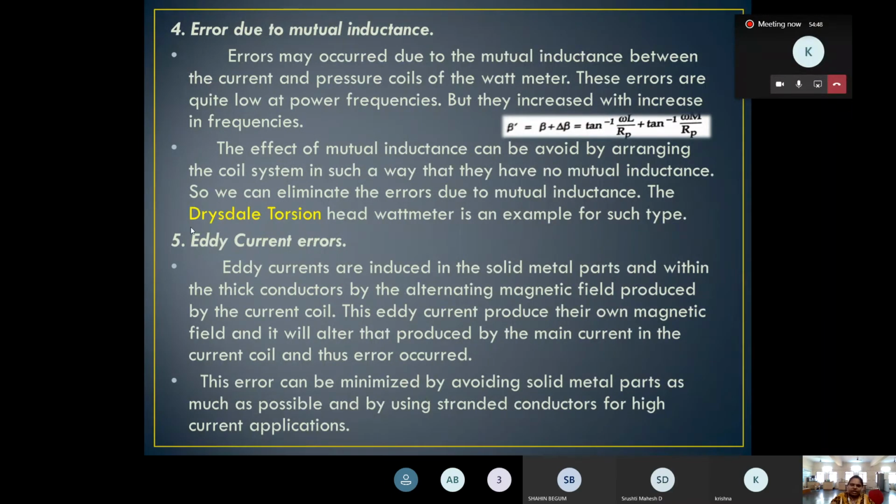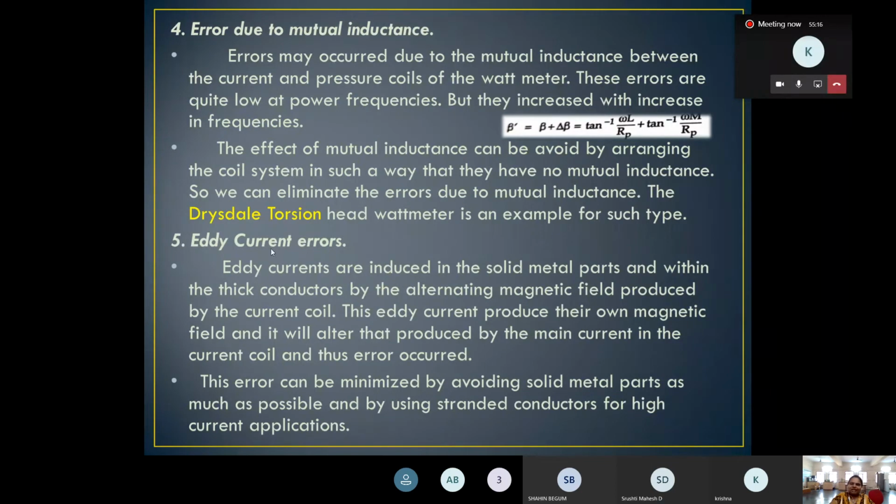Here Drysdale and Torrens gave how we can do that connection. The Hay wattmeter is an example of such a type, so we can avoid mutual inductance by using this method. He gave the potentiometer, and how it is going to be connected with the inductances. If you search on Google, you will get the information. Okay, you can refer to that.